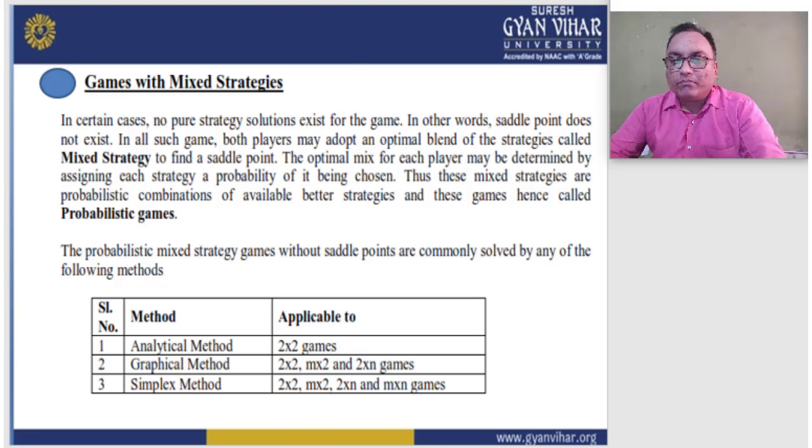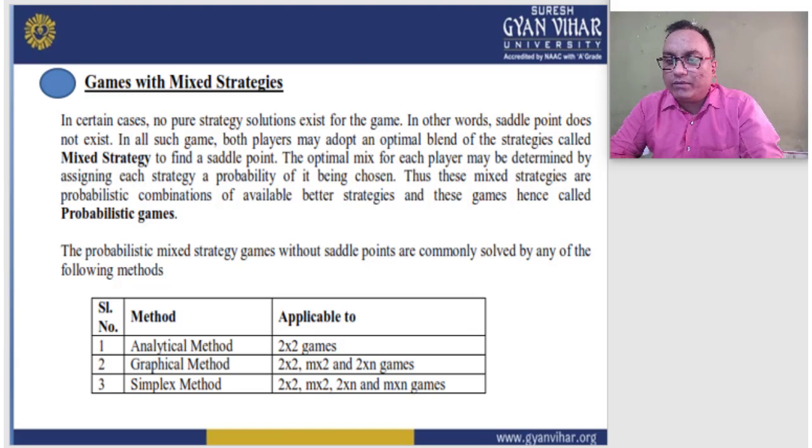In the mixed strategic problem, no pure strategy or solution exists for the game. In other words, a saddle point does not exist in your problem, and both players may adopt an optimal blend of strategies called the mixed strategy, to find the saddle point of different types of problems. Here three methods are used: analytical, graphical, and simplex.